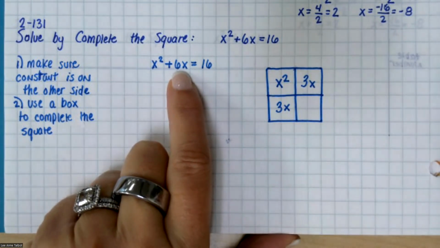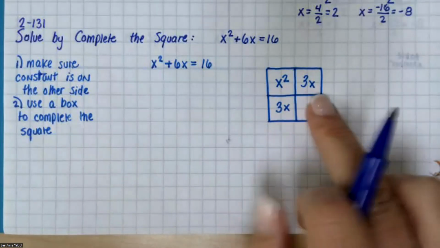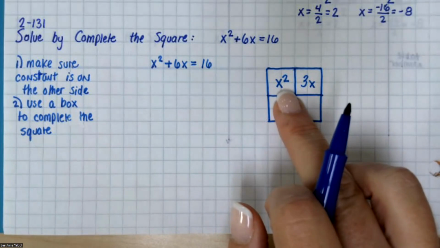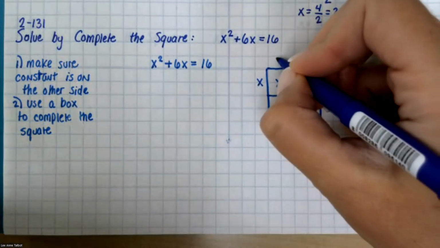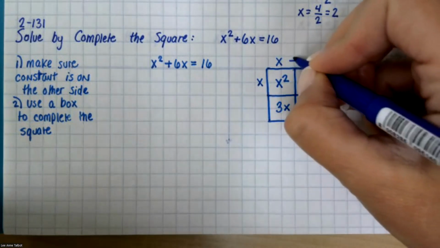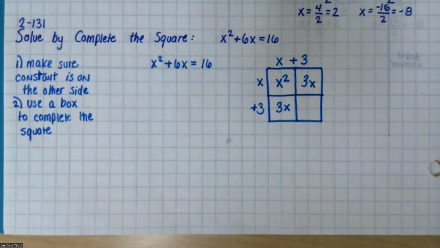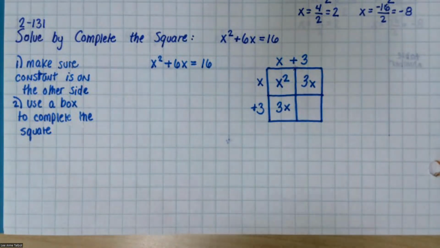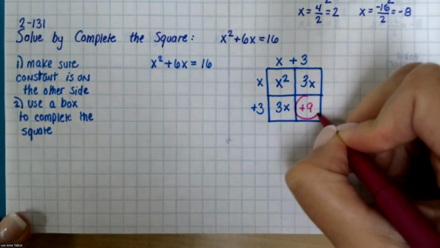Okay. Then we factor. So what's the greatest common factor of the top 2 boxes here? X. Beautiful. So x plus 3, plus 3. So what does the last box have to be? Yep, plus 9. I was just doing it in a different color.